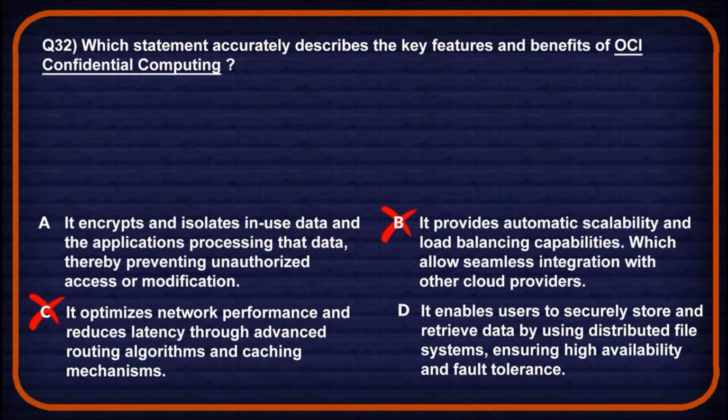Moving on to option number D, it enables users to securely store and retrieve data by using a distributed file system, ensuring high availability and fault tolerance. Distributed file system handles storage and availability, not in use data protection like confidential computing does. So option D not a correct choice again. So option A will be the correct one.